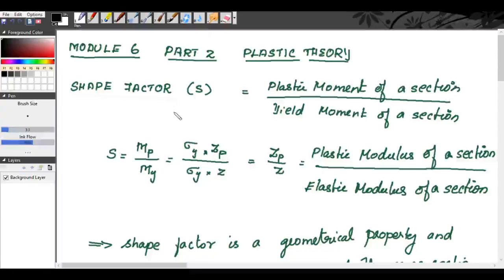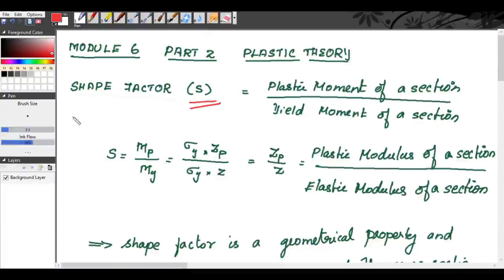Shape factor is defined as the ratio of the plastic moment of a section to the yield moment of a section. It is symbolized as S, and it is nothing but the ratio of plastic moment of a section to the yield moment of a section. So S is equal to Mp by My. Mp means plastic moment of a section. My means yield moment of a section.